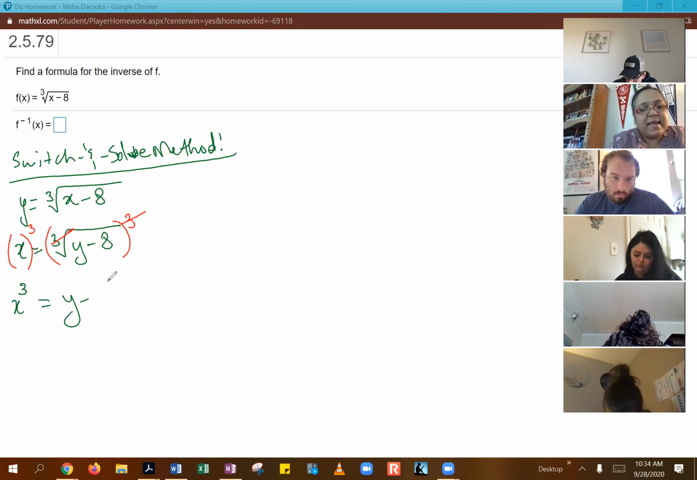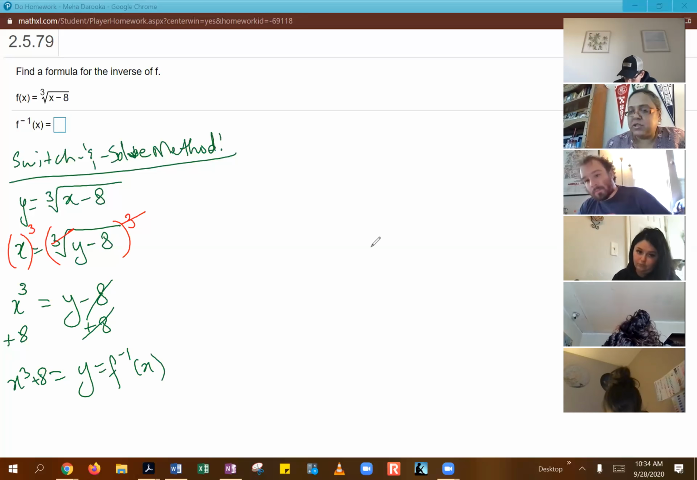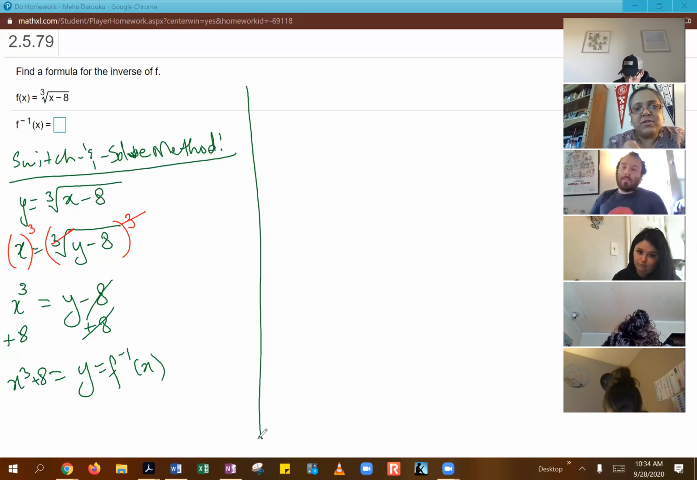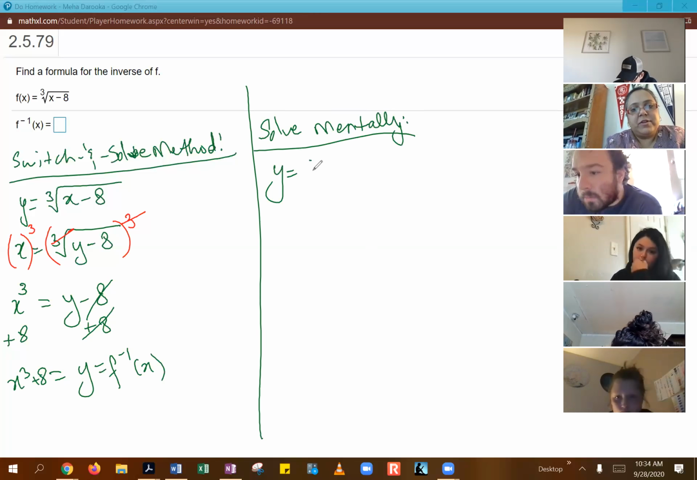So that ends up giving us x to the third equals y minus 8, and then get y by itself. Move that 8 to the other side, and very nice. You have x to the third plus 8, which is our inverse function. Okay, so that's the switch and solve method. Now, if you wanted to solve this mentally, our original function.